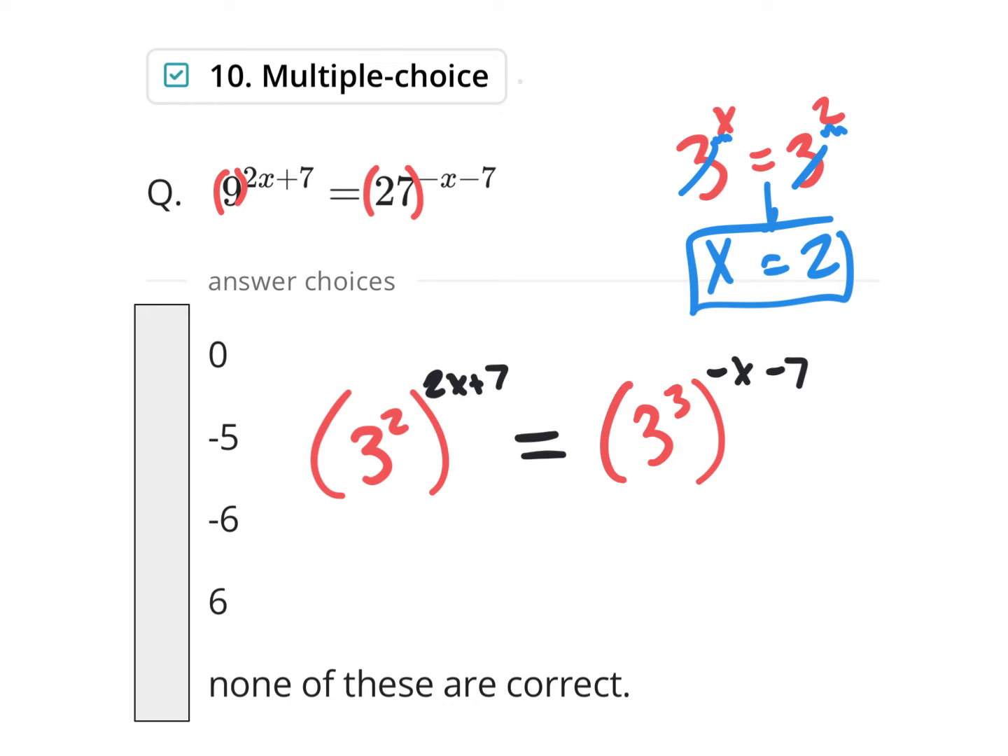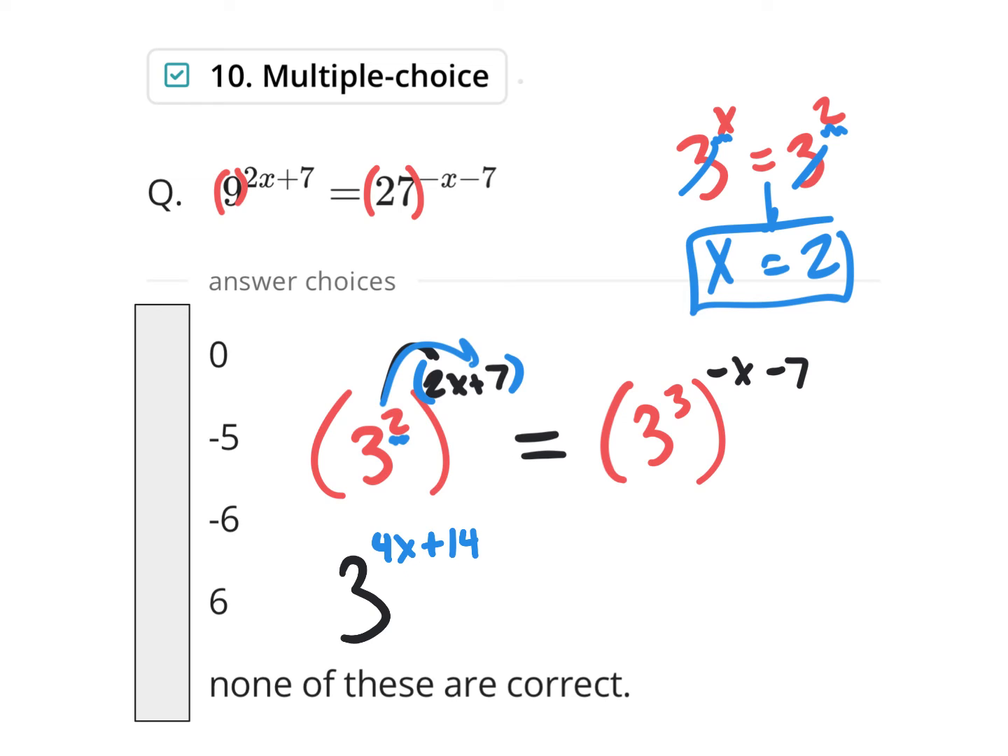But before we do the elimination of the bases of 3, we do have a power to a power. Right here we have the number 2 and the binomial 2x plus 7. So we know when we have a power to a power, we have to multiply. Power to a power, you multiply. That's a rule of exponents. So we're going to distribute: 2 times 2x, that'll be 4x, and keep in mind that it's still a power of base 3. So 2 times 2x is 4x, and then 2 times 7 is 14.